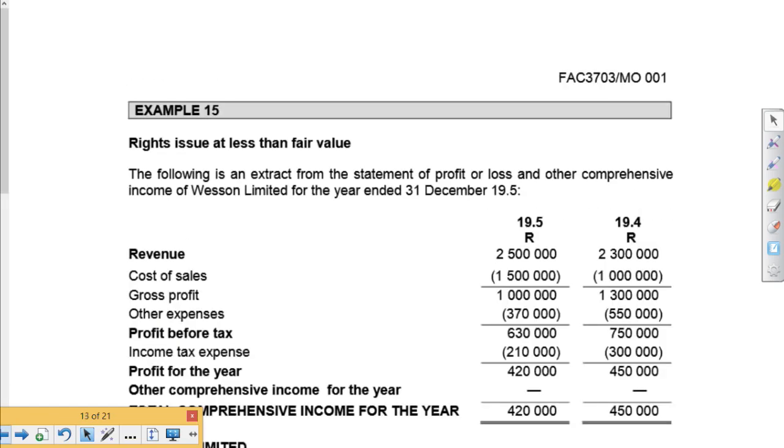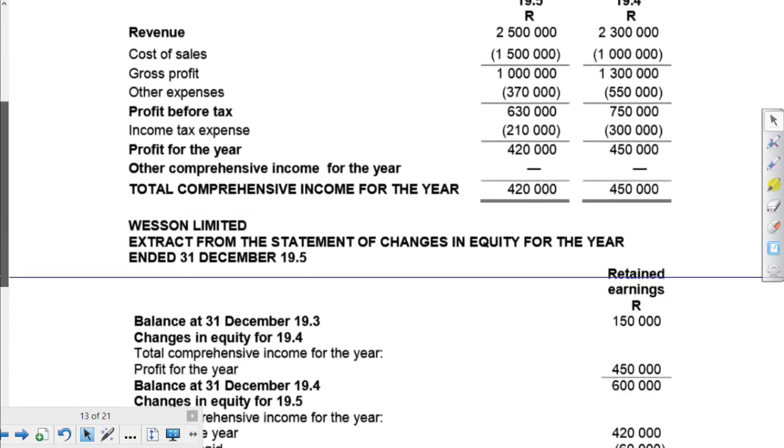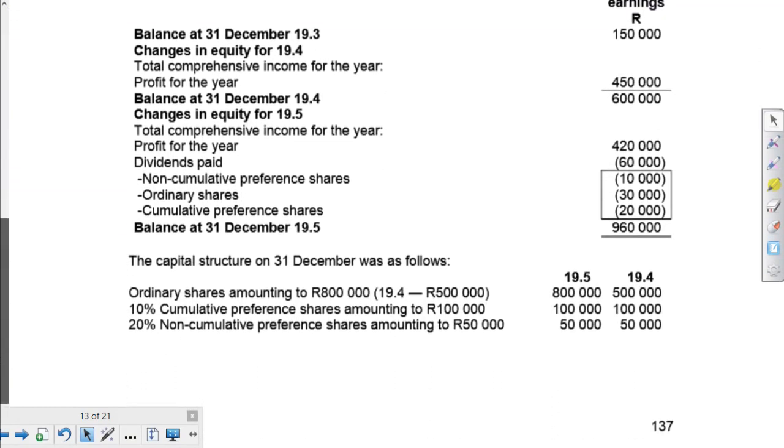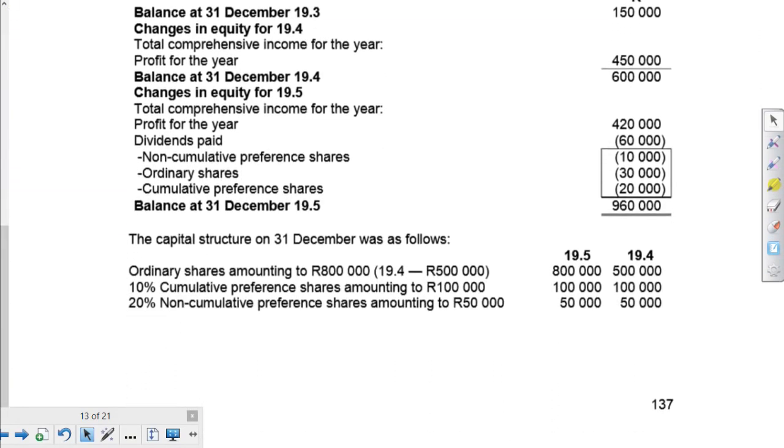So have a look at example 15, rights issue at less than fair value. All you need is this bottom bit first. Example 15, page 139 is my guess.